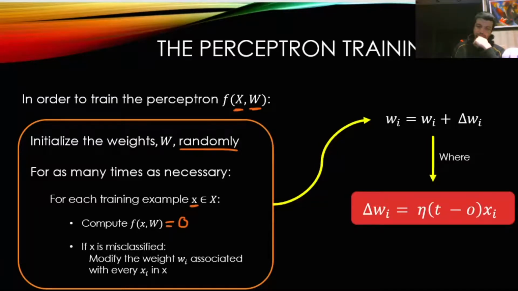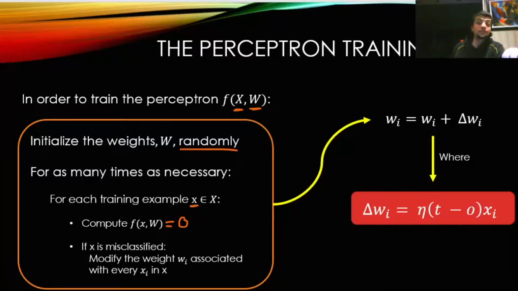Now, if this O is correct, meaning that, for example, if the actual label of that particular training example x is +1, and if the output O is also +1, it means that your classifier believes that that training data belongs to the positive class. When the classification is correct, you will not change your weights. You have initialized them randomly, but you will not change them because your perceptron is currently classifying this particular training example correctly. Then you would go to the next training example.